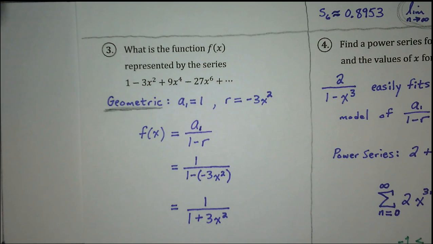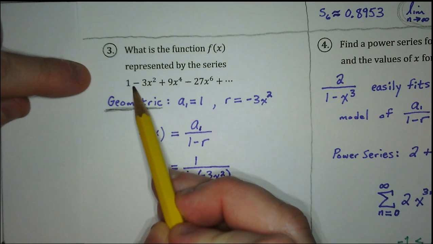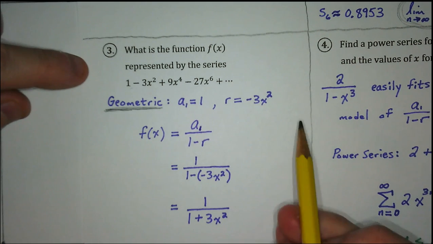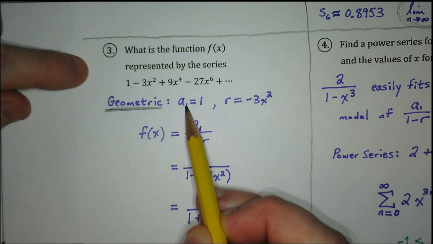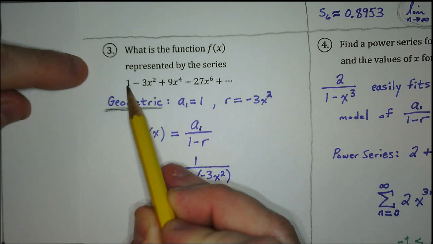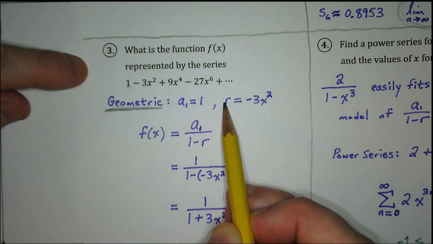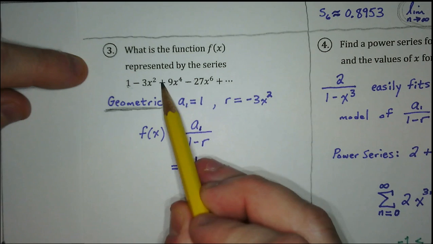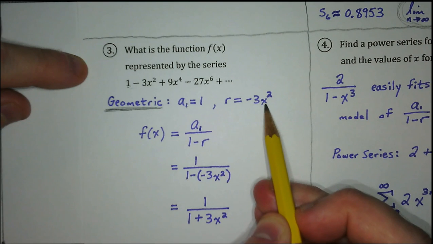It's one of the first tests you should probably try. So anyway, I hope you can see that this series is definitely geometric in nature. The first term is obviously 1, and r, your common ratio, the thing you're always multiplying by to jump to the next term, is negative 3x squared.